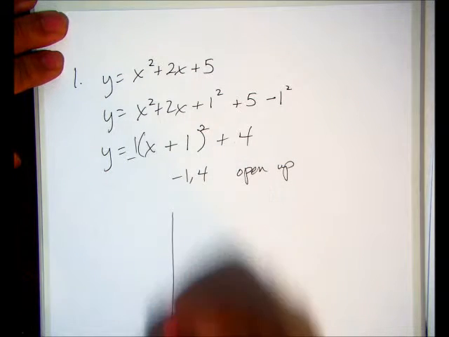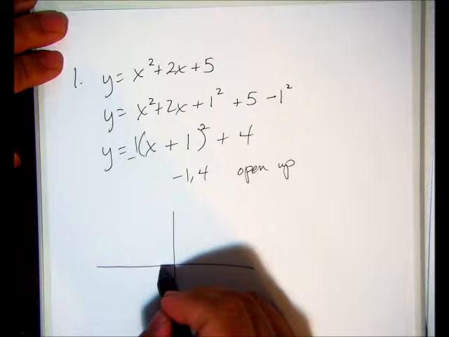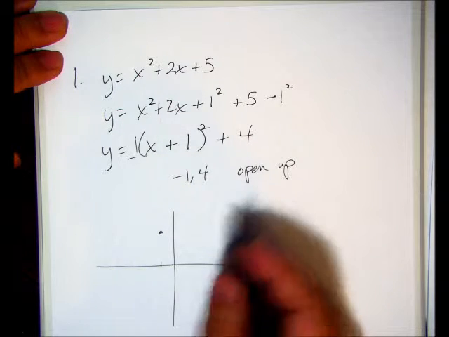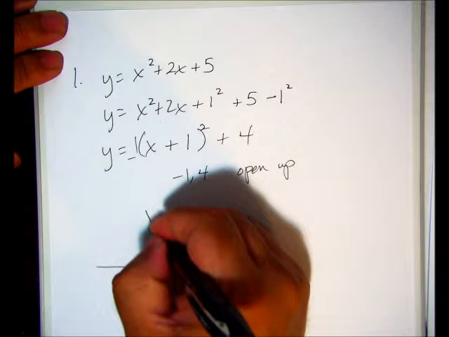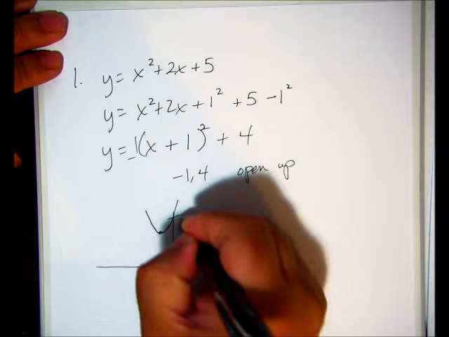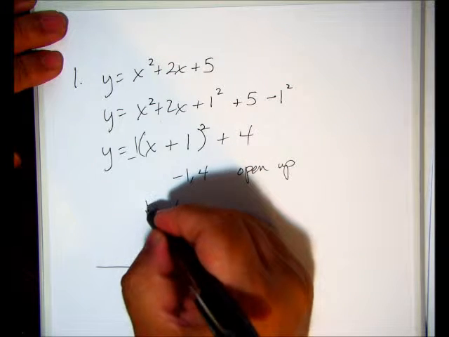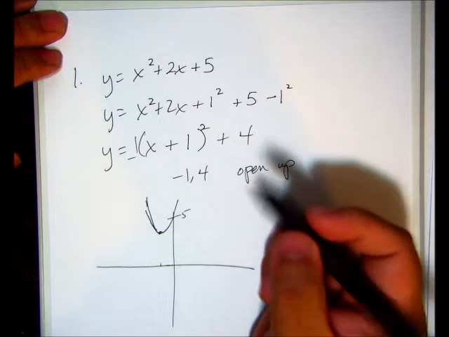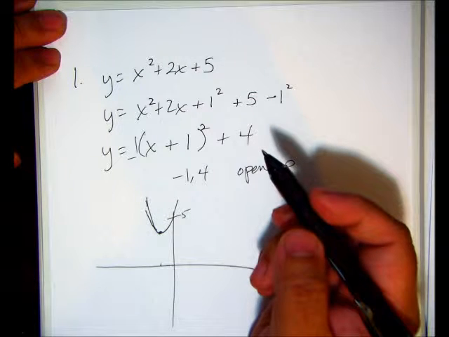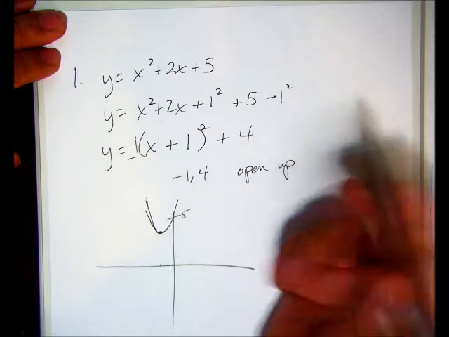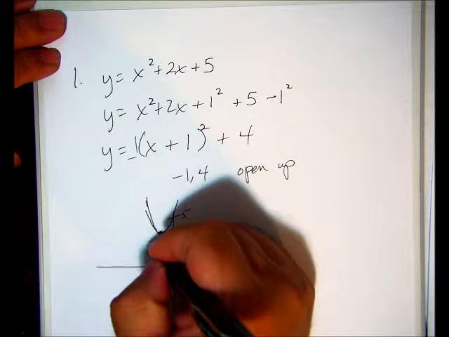So when I graph this, it's at (negative 1, 4). It's going to open upward, and it's going to look like this. It will cross at 5. Okay, that's number 1. It's open upward, and the vertex is at (negative 1, 4).